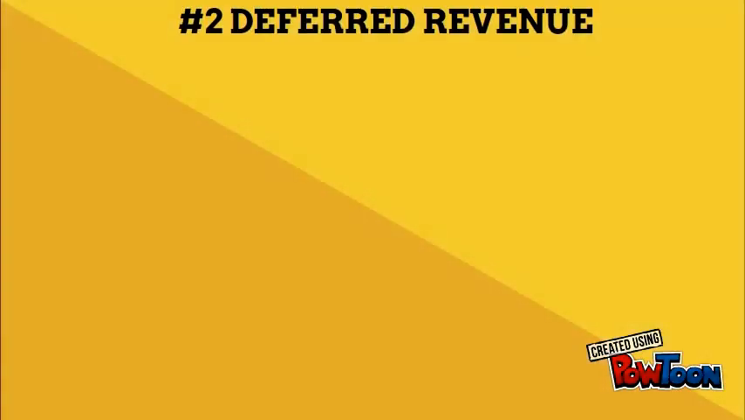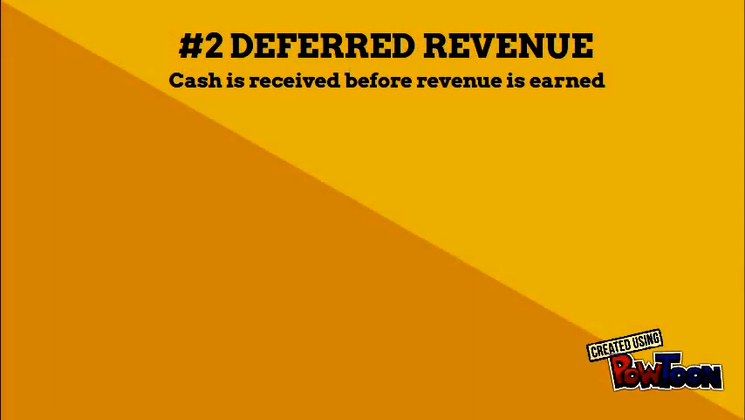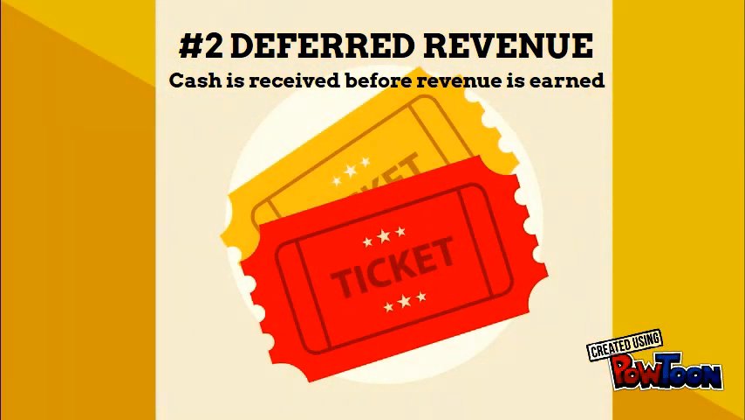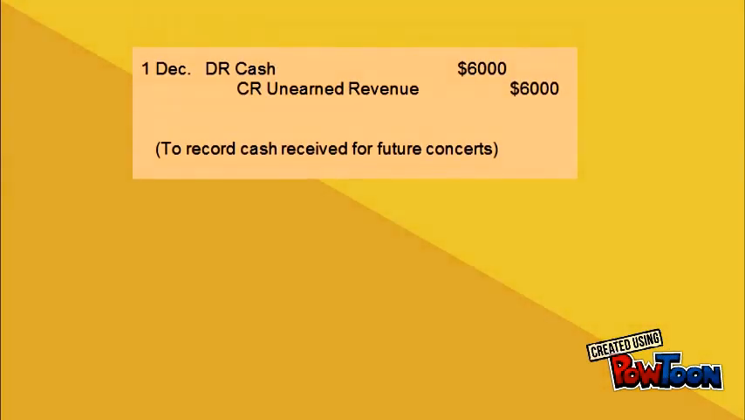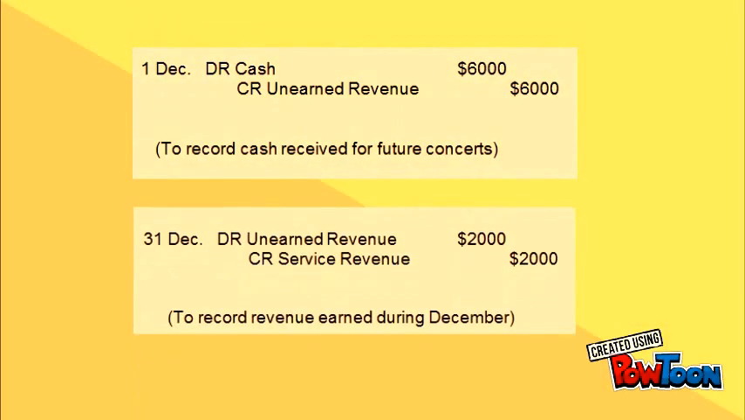Number two, deferred revenue. This is when cash is received before revenue is earned. For example, the band decides to offer a promotion where a discount is received if you pre-purchase tickets to more than one of their shows. On the 1st of December, when ticket sales open, many fans decide to purchase tickets to shows in December, January and February. On the 31st of December, when the statements are being prepared, the December concerts have taken place. Therefore, an adjusting journal entry is made, transferring 1/3 of the amount from unearned revenue to service revenue.